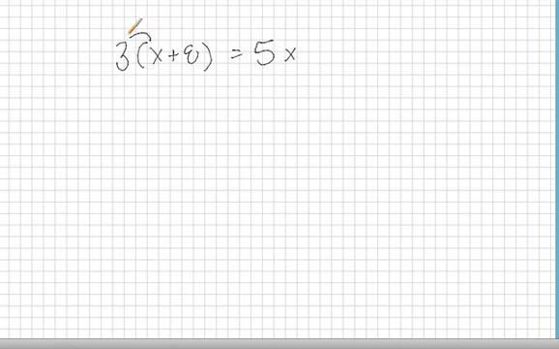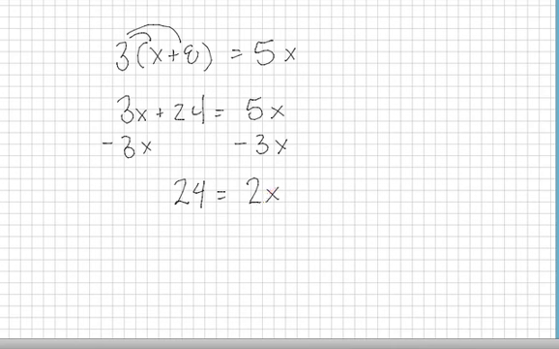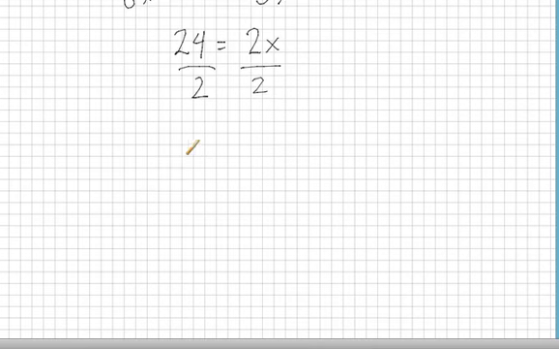So let's go ahead and do that. I'm going to distribute the 3 to the x and the 8 in here, and we'll get 3x plus 24 on the left-hand side and 5x on the right-hand side. Let's subtract 3x from both sides so we can combine like terms. And on the left-hand side, we're left with 24, and on the right-hand side, we are left with 2x. Let's divide both sides by 2 to get x by itself. And we're left with 12 on the left-hand side and x on the right-hand side, so x is equal to 12.